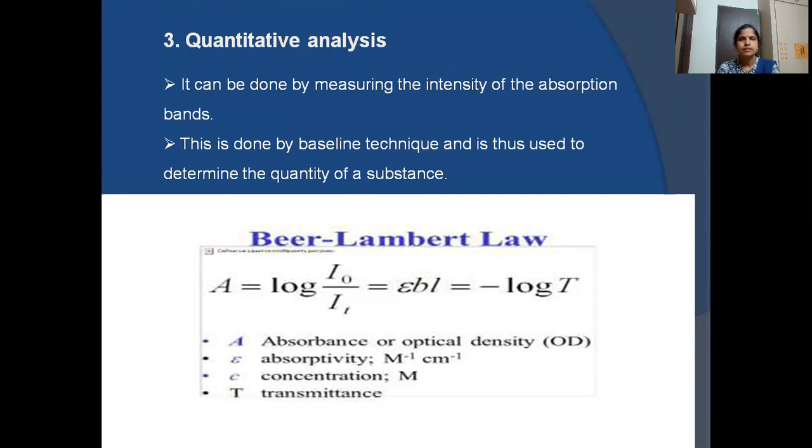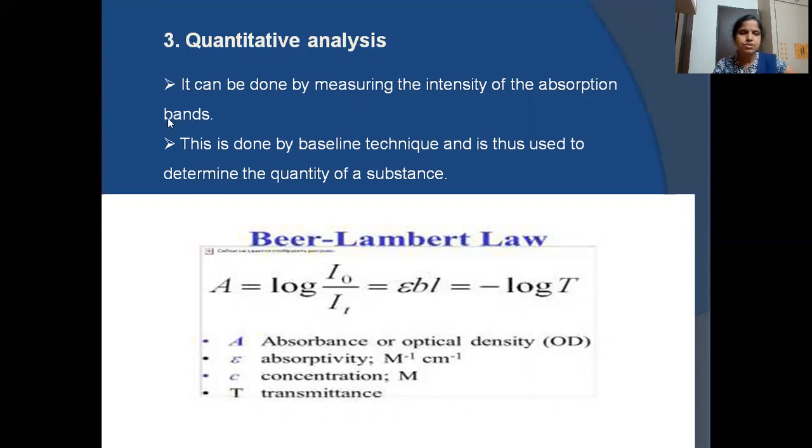So when the IR radiations hit the sample, some of the radiations will get absorbed and some radiations will get transmitted out. Now absorbance is inversely proportional to the transmittance. So by knowing the intensities of the radiations, that is incident light as well as the transmitted light, we can know the concentration of the compound.